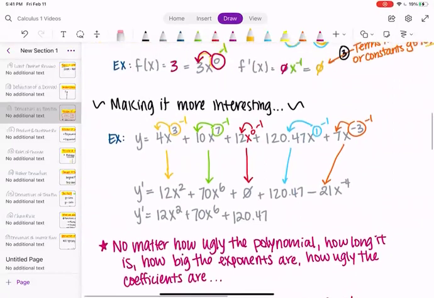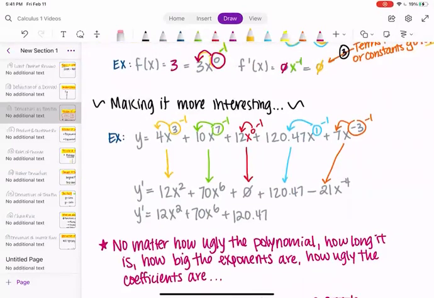You can have this absolutely super long, crazy, ugly equation, right? But as long as you follow the same steps, you just do it term by term, right? So this whole equation here, you can just break up piece by piece. So here we have a 4x cubed, and we've taken our exponent, multiplied it to the front. That's where we get 12. Then we do that minus 1. That's where this x squared comes from.